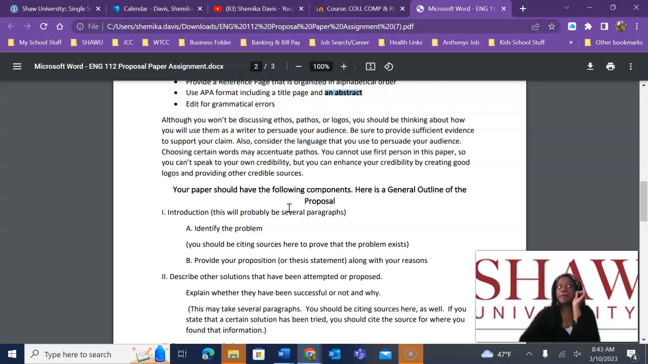So make sure you are thinking about the different language, different things that you can do to help get your audience's wheels turning, okay? Make sure you are not using first person, okay? You are speaking to your credibility, but you can enhance your credibility by using credible sources, okay?